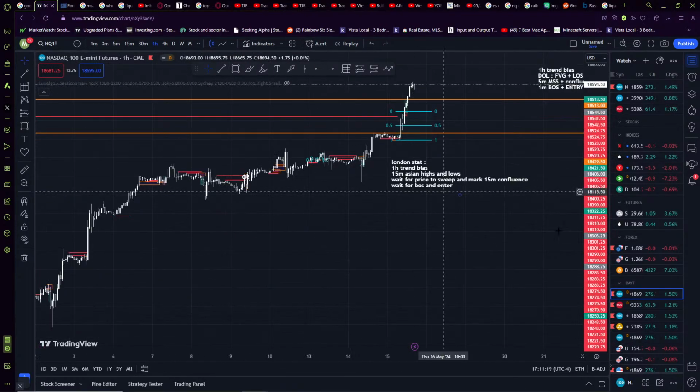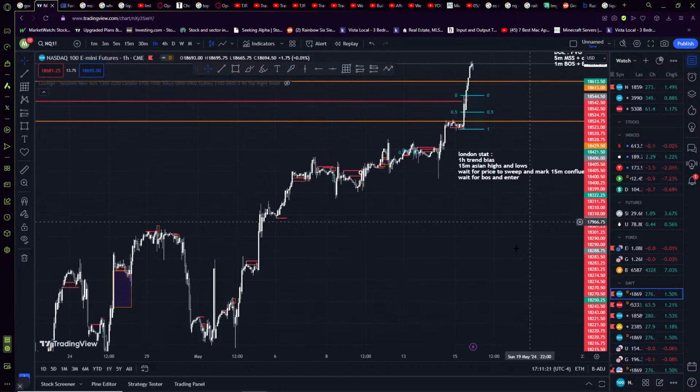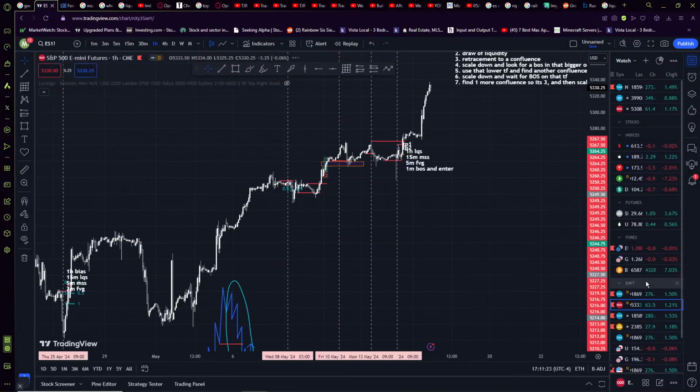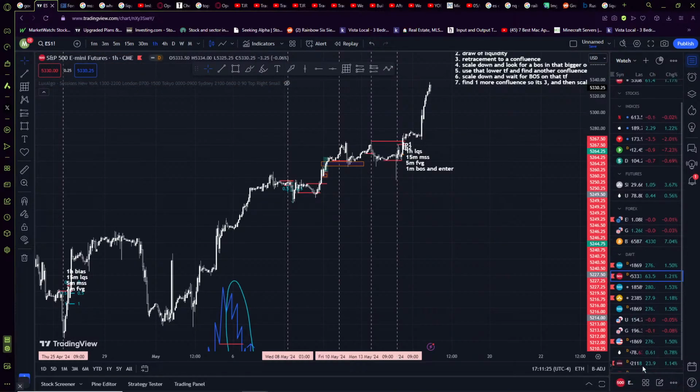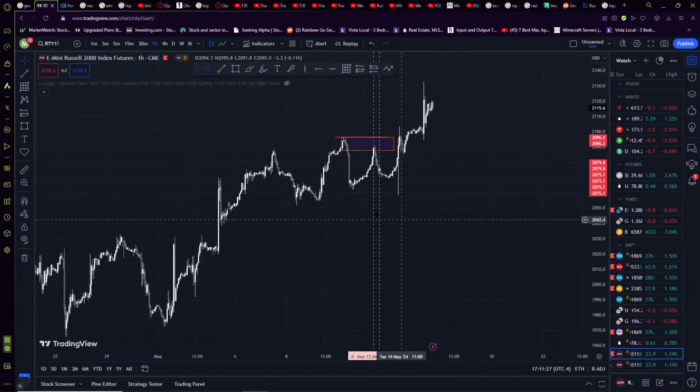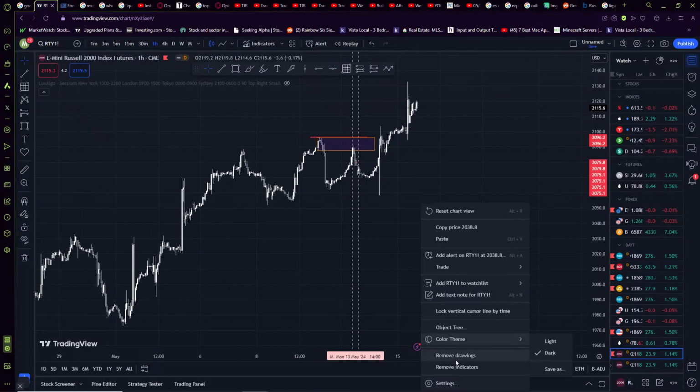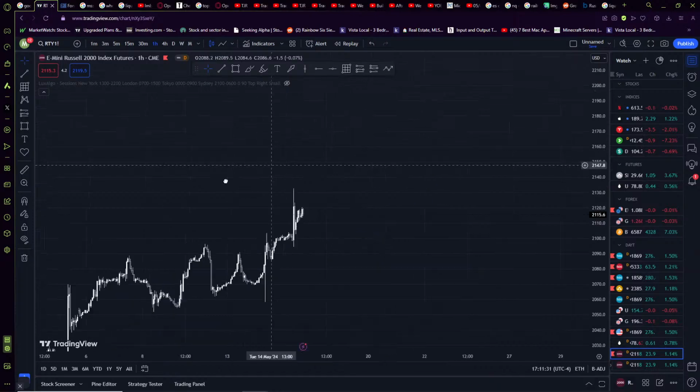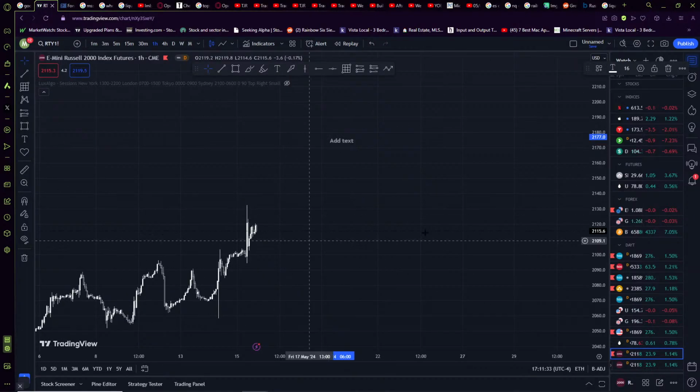Alright, anyways, now we get to go to the fun part, right? Talking about this London strategy. Right, and I've been journaling it pretty recently. So this is what I've gotten from the London strategy.